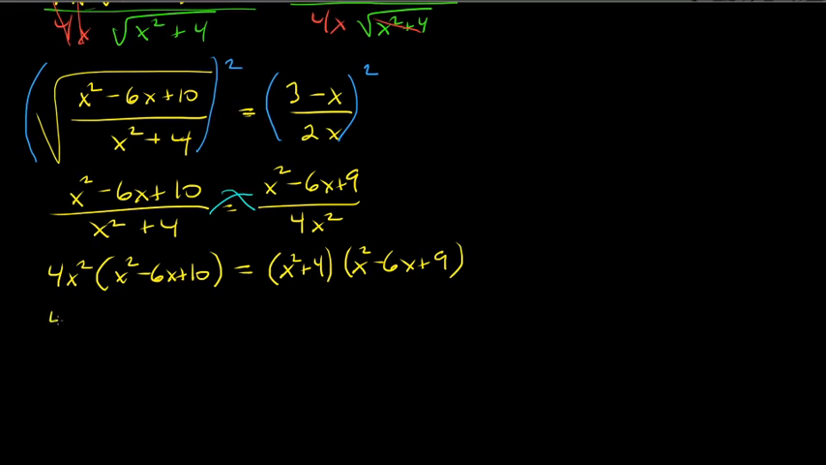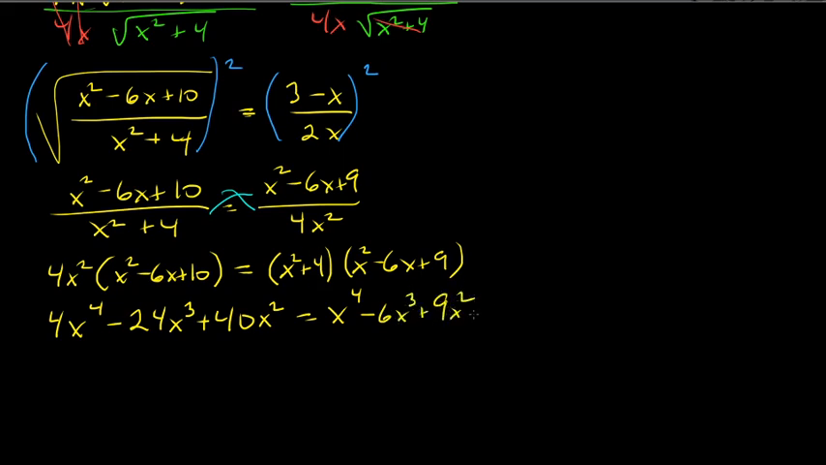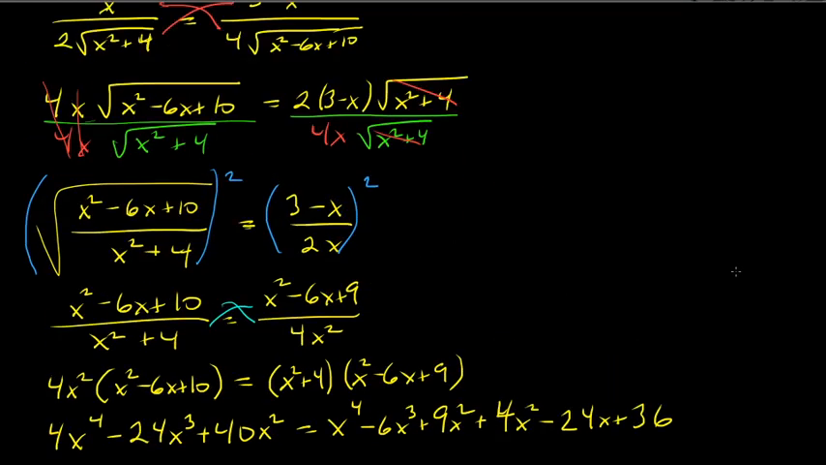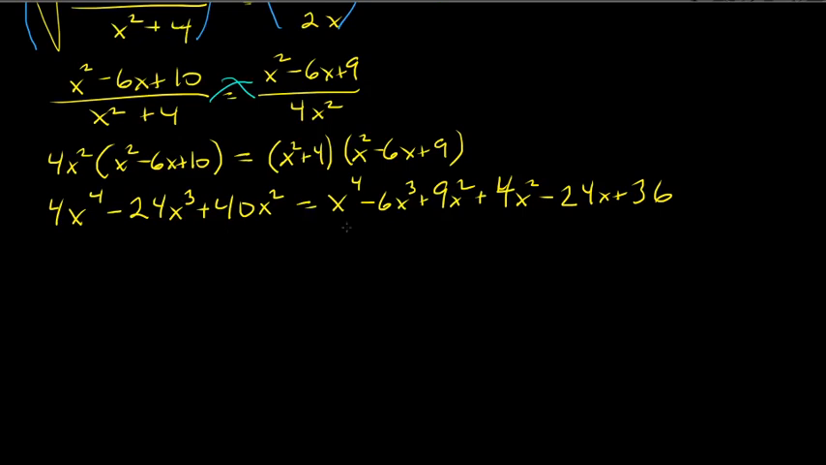So multiply everything out. You're going to get 4x to the 4th minus 24x to the 3 plus 40x squared. And on the right side, well, you got to distribute, right? So this will be x to the 4th minus 6x cubed plus 9x squared. And then when you multiply by 4, you get 4x squared minus 24x plus 36. This funny thing is a 4x squared, right? Okay, having fun yet? So more algebra, just bring everything over to the left side.